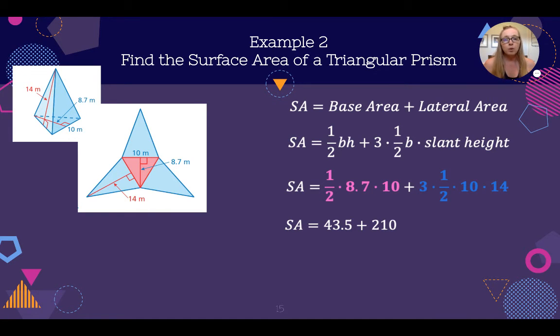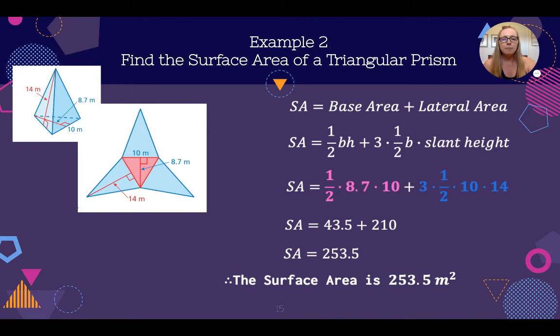So the other way to work with 1/2, instead of using the decimal 0.5, is to divide by 2. So in a calculator, what you could do is 3 times 10 times 14, and then divide by 2. All right, let's add our area of our base and the area of our 3 sides together. The surface area is 253 and 5/10 meters squared.